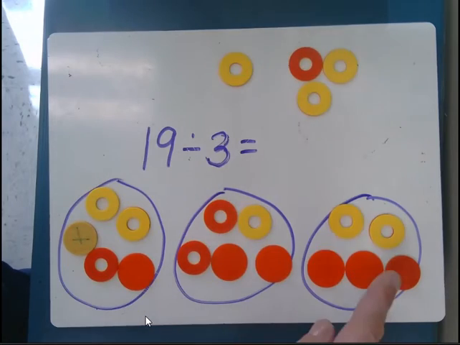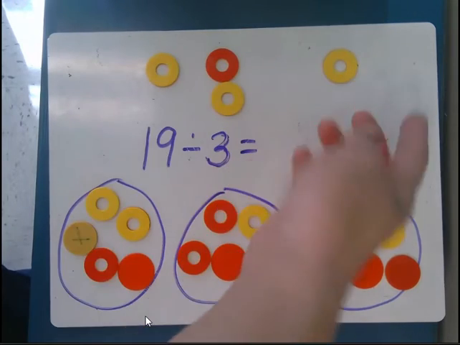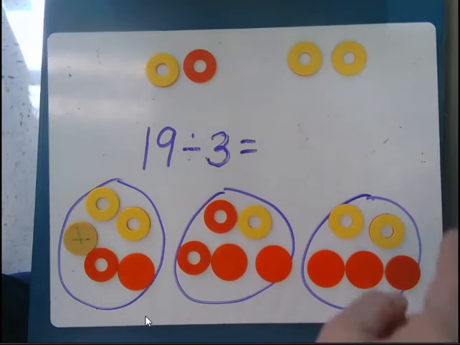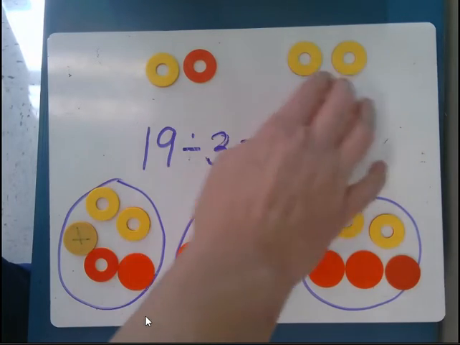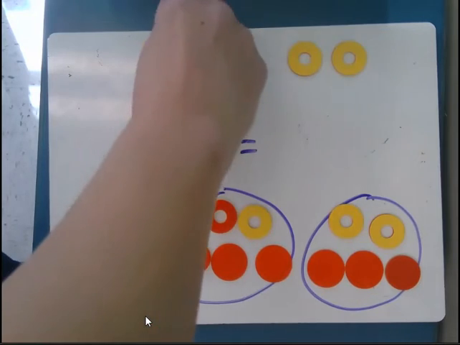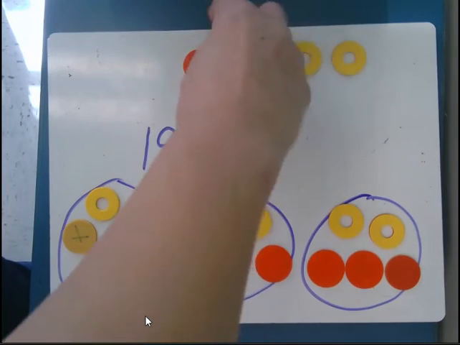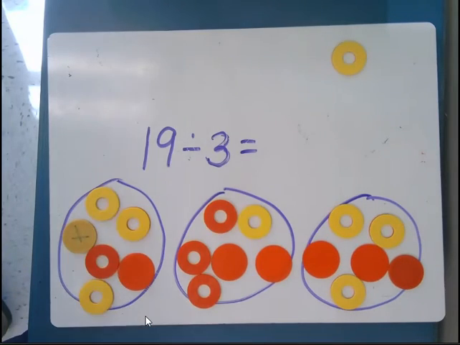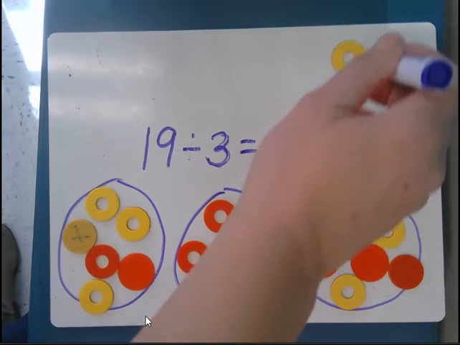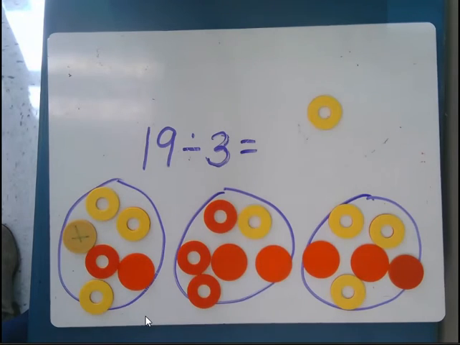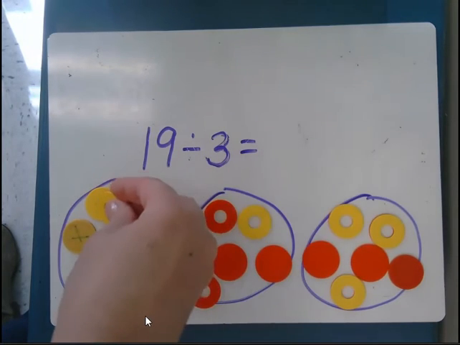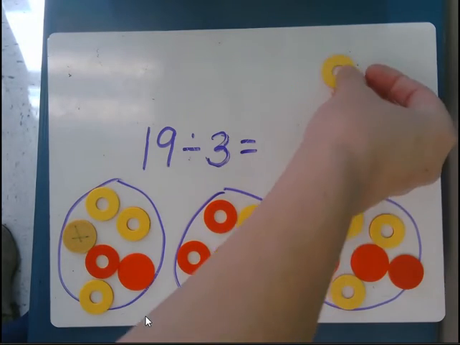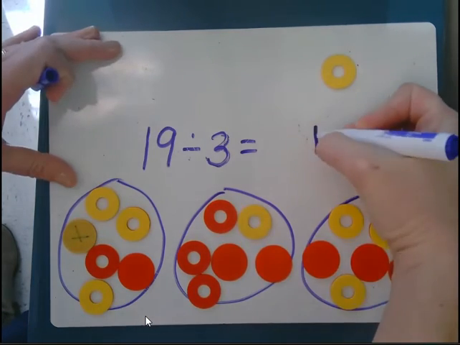So I can't give 3 more to each circle because I won't have enough. I can't give 2 more to each circle because that won't be enough. I can only give 1 to each group. So I'm going to have to go back and share one at a time. 1, 2, 3. So the first thing I notice is I have 1 left over. I can't give it to one group and have the other 2 groups not shared equally. So I'm going to use that as my remainder.